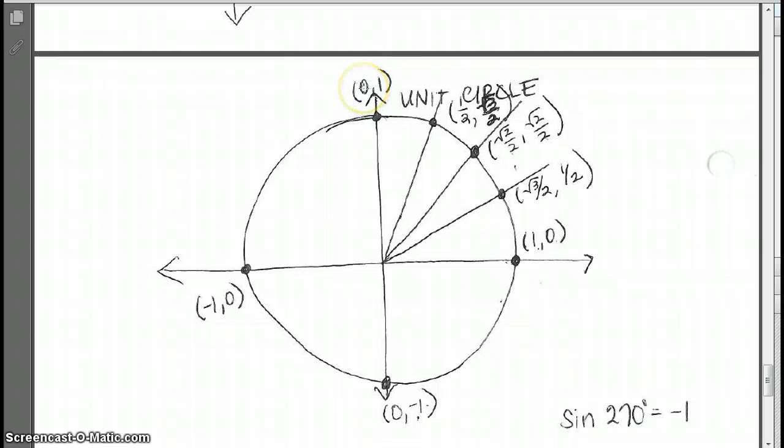Start at the 0. This you should know because your radius is 1, so this point here would be 0, 1. So square root of 0 over 2. Radical 1 over 2. Radical 2 over 2. Radical 3 over 2. Radical 4 over 2 is 1.